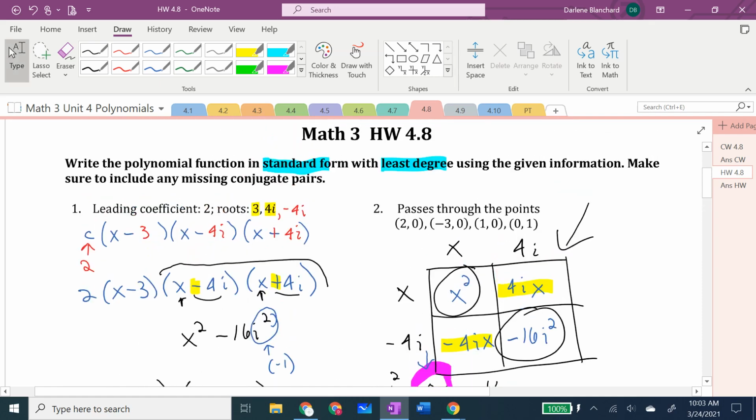With number 2, do you need me to just keep going through all of these? Okay.